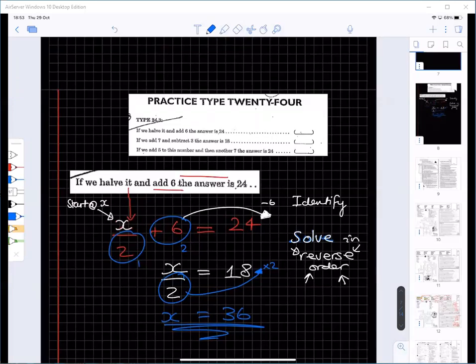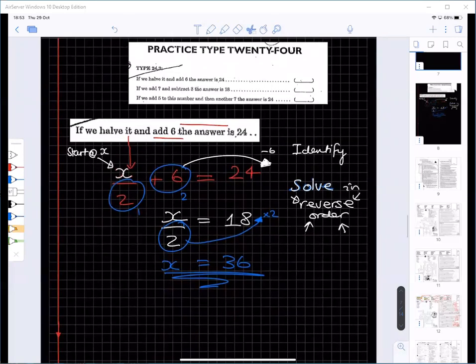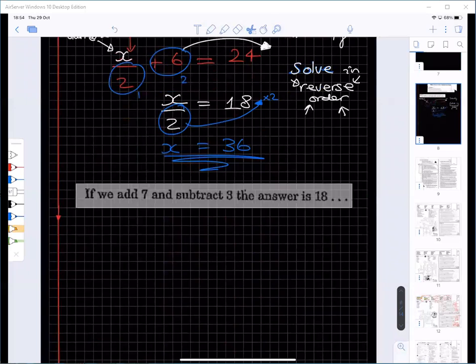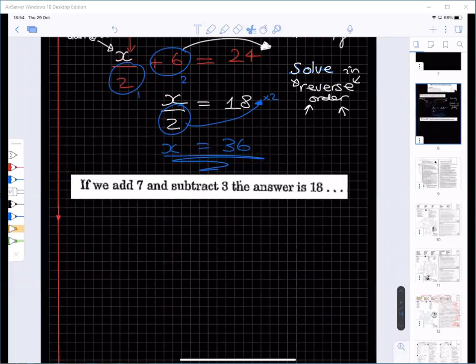Musa, unmute yourself. Join me on the next question, please. Let's go. Let me copy. Let me cut it out. Give me a second while I cut it out for you. Lovely. Go. If we add 7 and subtract 3, the answer is 18.